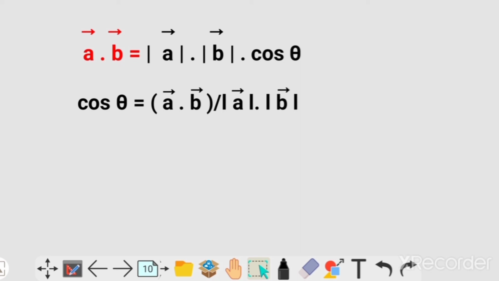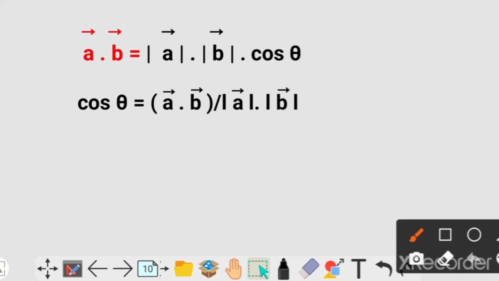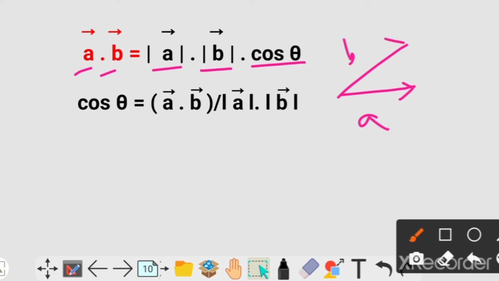Well, so the dot product, as per the definition, if the two vectors are A and B, and if we do the dot product, then the formula says magnitude of A into magnitude of B into cos theta, where theta is the angle between these two vectors. Suppose this is A vector and this is B vector, then this angle will be theta.